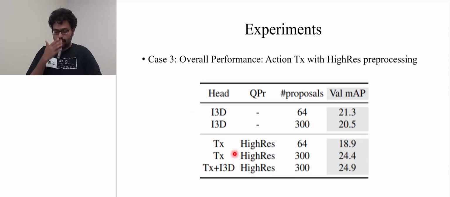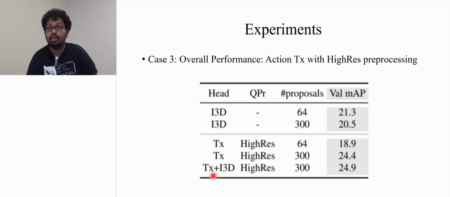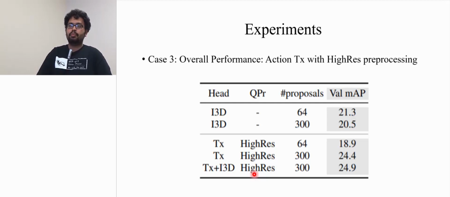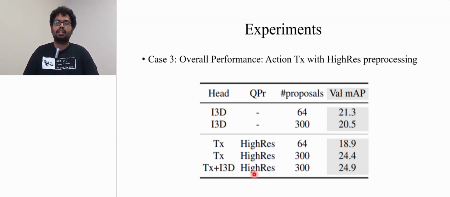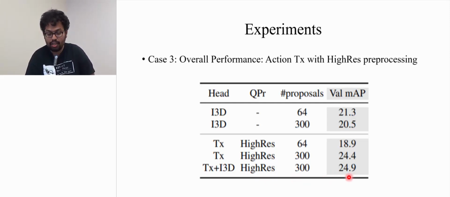Now here they analyze the performance of both the localization as well as the action classification part, where the transformer is used and the I3D network is used as the head with a high resolution query preprocessor. From the region proposal network, the maximum regions that they extract are 300, and this is what they use throughout their entire work. And they obtain a 24.9 mean average precision, which is high as we see later, compared to the state of the art ones.